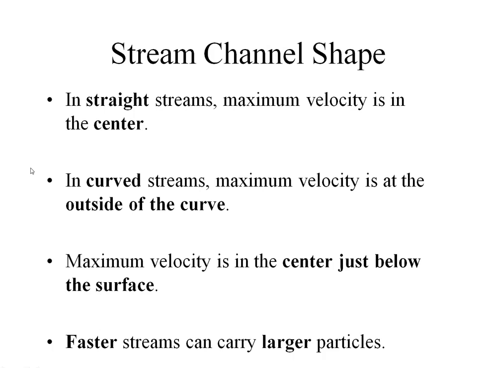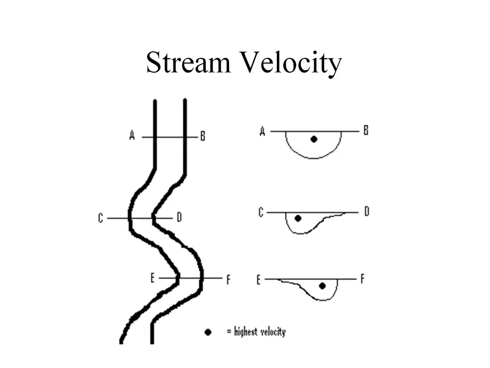Shape also matters in straightness versus curve. Straight streams, it goes faster in the center. Curved streams, it goes faster on the outside of the curve. And the maximum speed is always in the center just below the surface. Faster streams carry larger particles. And that's what we see here.